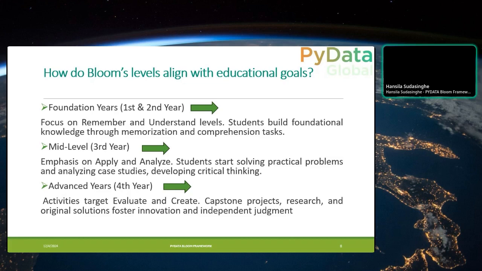And coming to the middle level, we are considering the third year. So yes, we can apply Bloom's levels apply and analyze. At that stage, in third year, students start solving practical problems, like analyzing case studies, developing some kind of critical thinking. And when you move to the fourth year, that means the final year, when you come to Bloom's levels, we are targeting evaluate and create. So always as academics, we are providing research projects, individual projects, or sometimes original solutions for new innovative things, and coming to independent judgment. So mainly focused. So you can see how you align Bloom's levels with educational goals.